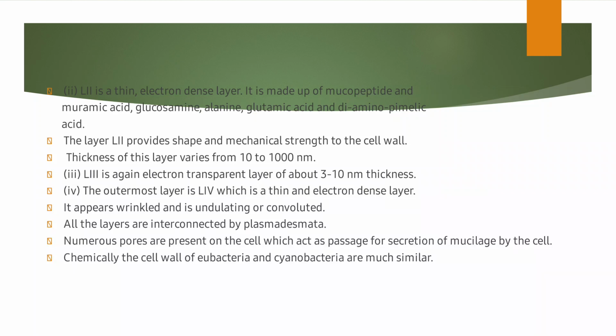L2 is a thin electron dense layer which is made up of glucosamine, alanine, glutamic acid. The layer L2 provides shape and mechanical strength and has a thickness of 10 to 1000 nanometer. L3 is again an electron transparent layer of thickness 3 to 10 nanometer. The outermost layer is L4, which is a thick and electron dense layer. It appears wrinkled and undulating. All the layers are interconnected by plasmodesmata. Numerous pores are present on the cell which act as a passage for secretion of mucilage by the cell.